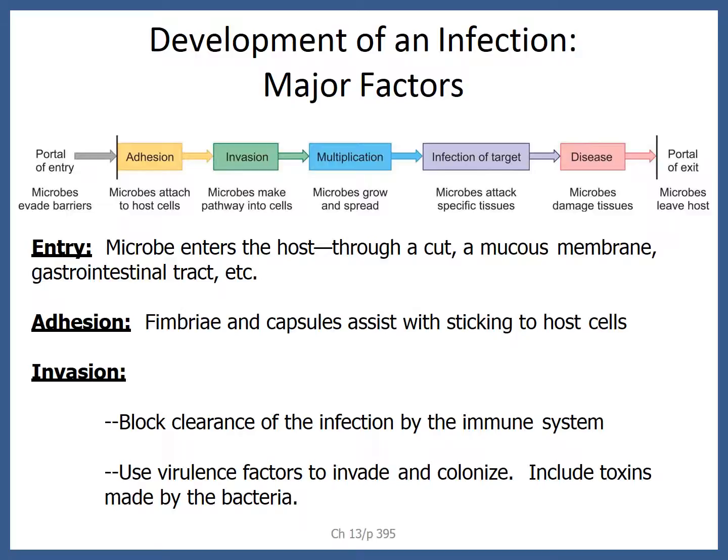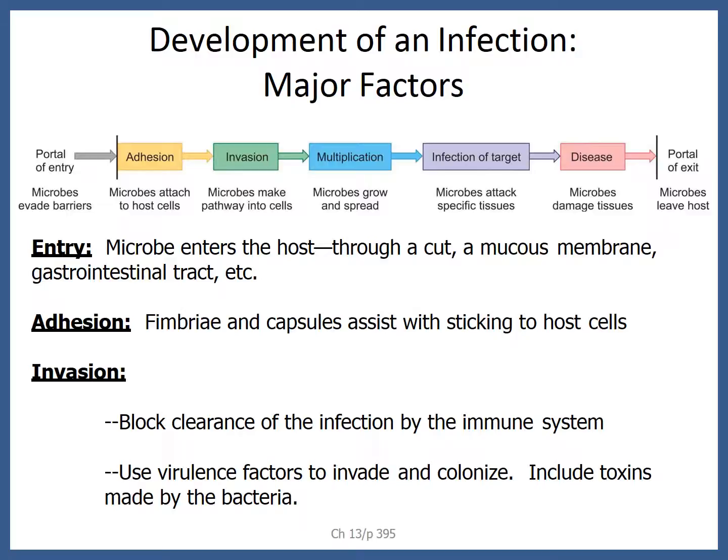So the bacteria uses virulence factors to invade your tissues, to colonize, and as I mentioned, it can include toxins that are made by the bacteria. If the bacteria can actively invade, it will be able to grow and spread by multiplying, by binary fission, and then it'll attack tissues. And when it's causing damage to your body, this would be when we would consider the process of disease. And at the end of the lecture, we'll talk about exit and spreading to others.